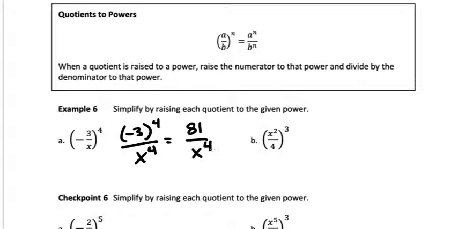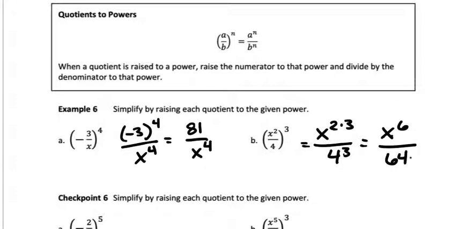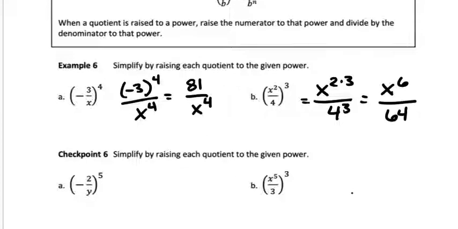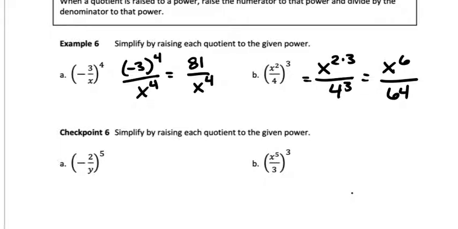For b, we would have x to the 2 times 3. This is a 3 outside of parentheses, so it's being multiplied by the exponent that's inside. And then in the denominator, we have 4 to the 3rd. 2 times 3 is 6, so x to the 6th, and 4 to the 3rd is 64. So next you should do checkpoint problem number 6. Do this in your notes, check your answer, and then move on with the rest of the video.